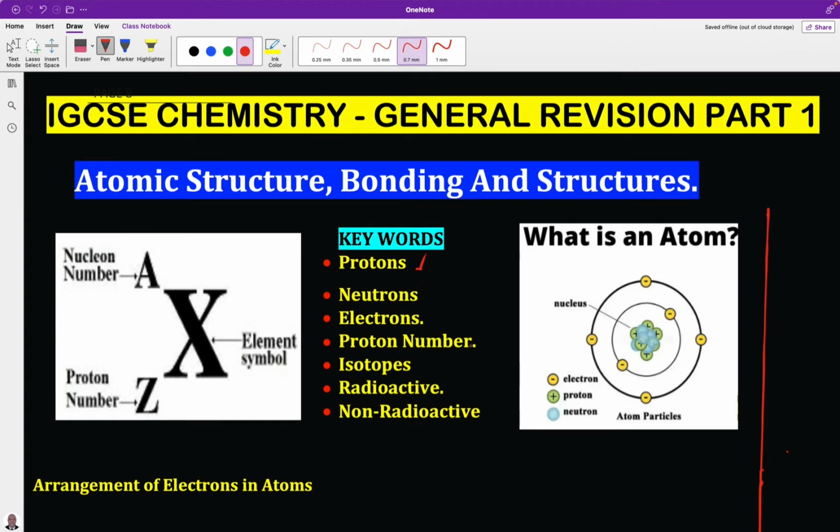Again, what is a proton number? In other words, we call the proton number the atomic number. The proton number is the number of protons in 1 atom of an element. Remember, the proton number is equal to the atomic number.